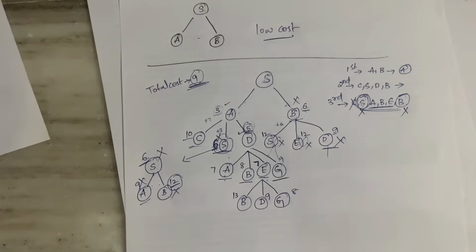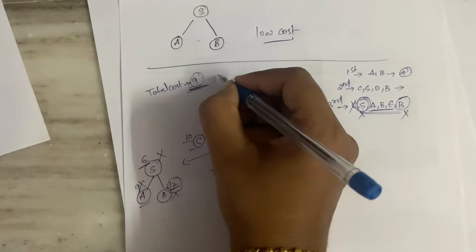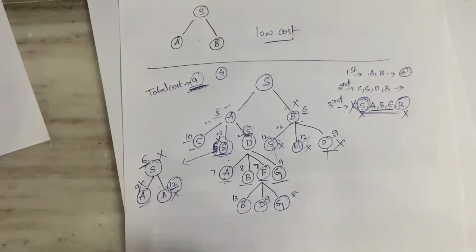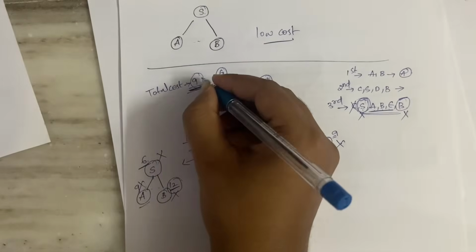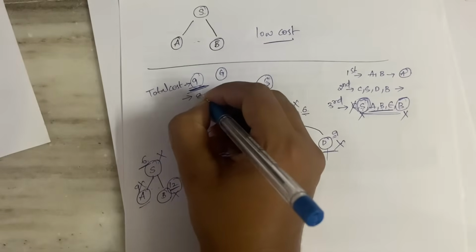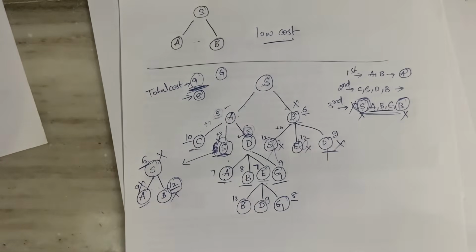So now, what was our total cost previously to reach G? It was 9, right? Now what did you get the total cost as? 8. So we have to update our total cost with 8 because we got the minimum cost. We got a value which is less than 9, right? You have to update. Okay, we have updated.